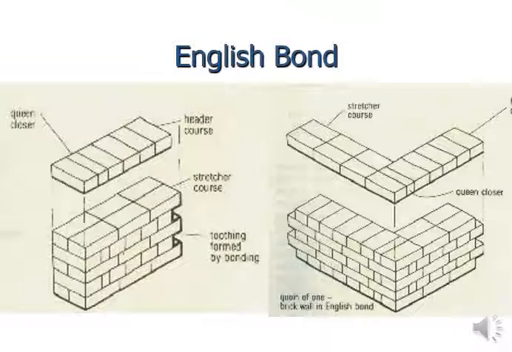Now next comes the English bond. For the English bond, you have to focus on the odd courses and even courses. For the English bond, your odd courses mean one course is stretcher and the second course is header. Alternate stretcher and header bond in consecutive courses.